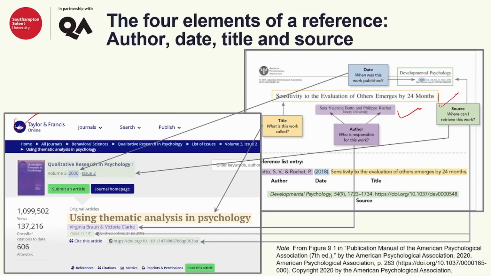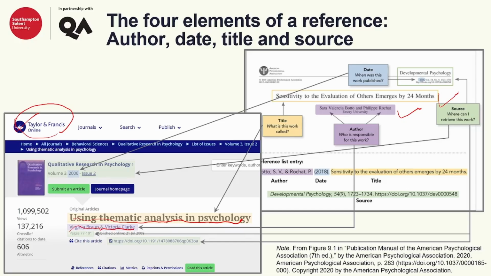The second place is the publisher's web page for the article. The example on the left shows an article web page from Taylor and Francis. The layout used by other publishers may look different, but the same main information is usually available. Here, the article title is Using Thematic Analysis in Psychology. The authors are Virginia Braun and Victoria Clarke.